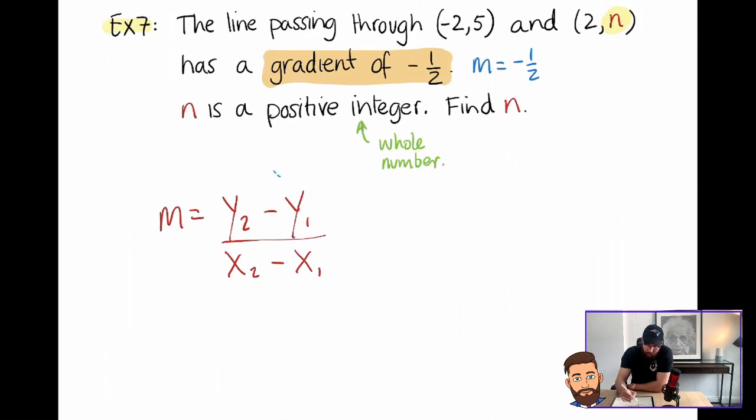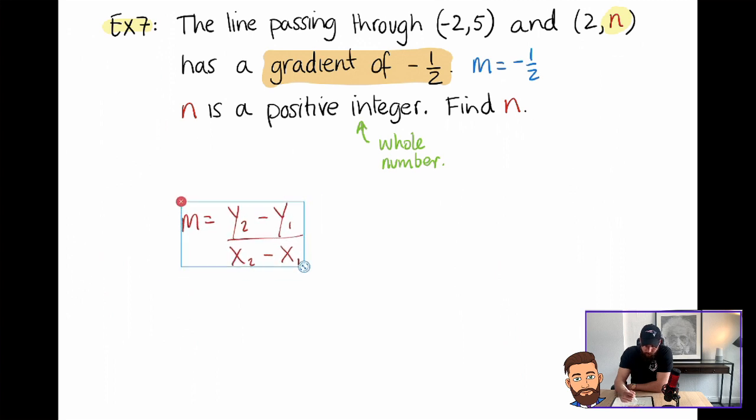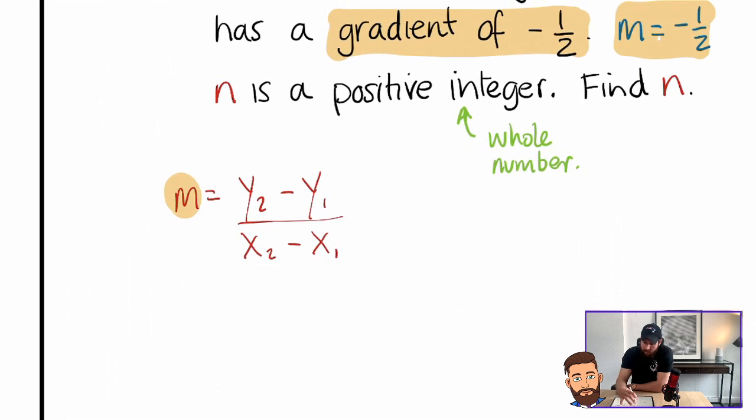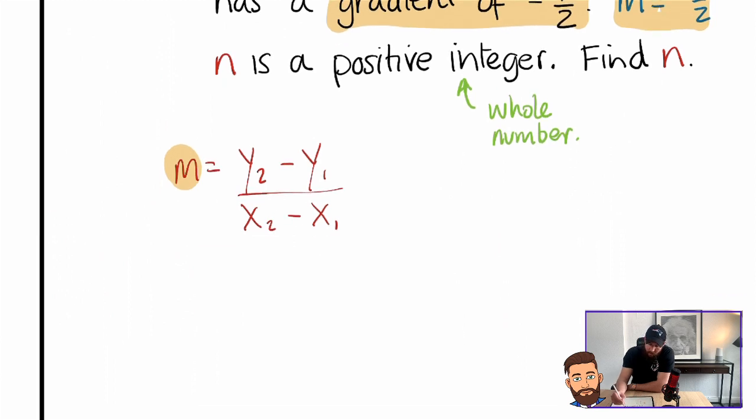What do we know? Make it a bit smaller. I'm going to run out of room. What do we know? Do we know what m is? Yeah. They told us the gradient is minus half, so we know what m is. Okay? We know that m is minus a half, so I'm just going to highlight m to show that we know what it is. Let's start filling things in. We know that m is minus a half. Okay, so we've got minus a half equals y2.